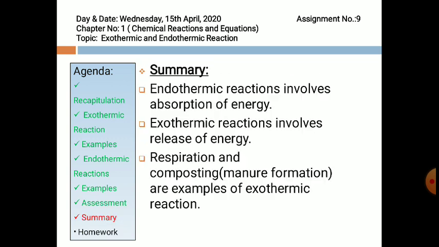Coming to the summary of our topic, endothermic reaction involves absorption of energy. Second point, exothermic reaction involves release of energy. Two daily life examples of exothermic reactions are respiration and composting. Composting means manure formation.